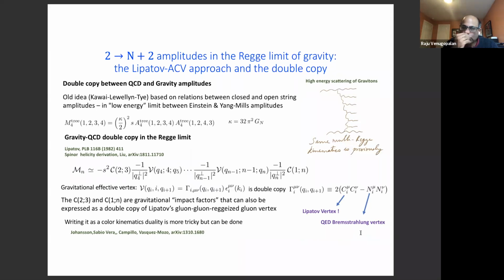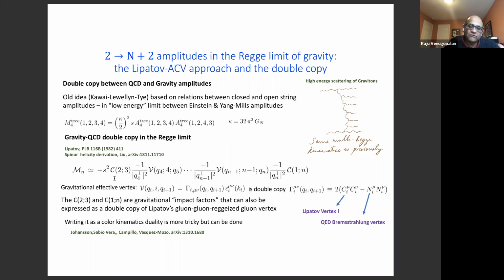However, as I mentioned, this work in the Regge limit was actually prefigured by Lipatov already in 1982. And for a more modern Spinor-Helicity kind of derivation, there's a more recent paper you can look at, where he argued that the 2 to n amplitude in gravity can be written just like in QCD, where you have some impact factor at the top and bottom of the ladder.